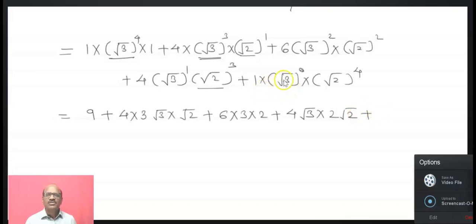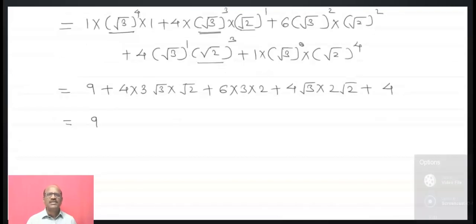What about here? Root 3 raised to 0 is 1. And root 2 raised to 4 means root 2 into root 2 into root 2 into root 2, that is 4 times. If you take the first 2 pair, it gives 2. Next 2 pair, you will get 2. 2 into 2, 4. Therefore, final here is plus 4. See this here.